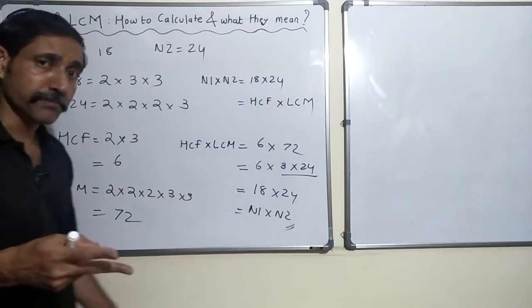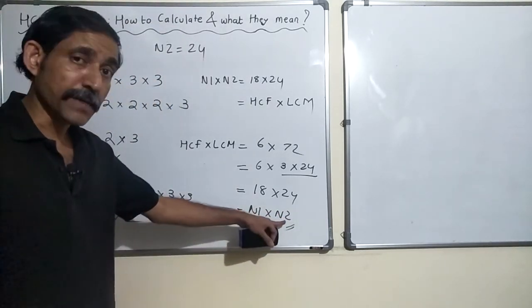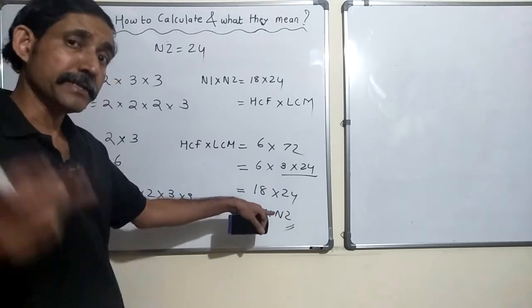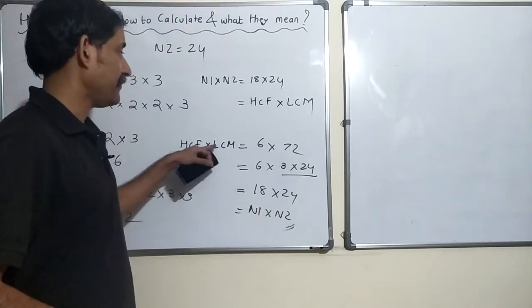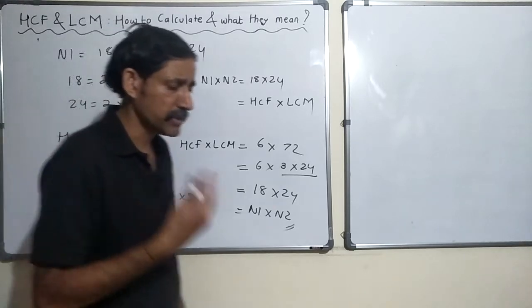So when you have two numbers, if you multiply them, whatever result you get, you will also get by multiplying the HCF and the LCM of those numbers. Now how is that useful?